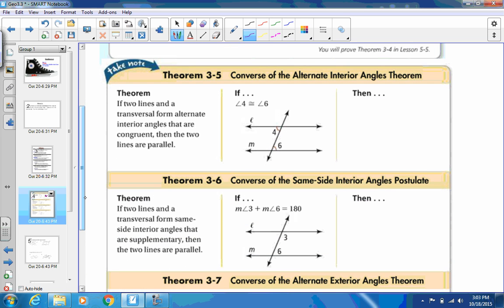The converse of the alternate interior angles theorem: if angle 4 and angle 6, which are alternate interior angles, are congruent, then lines L and M are also parallel.